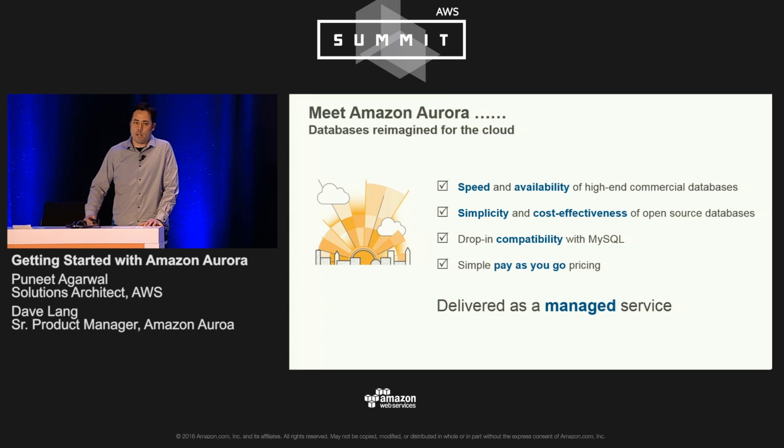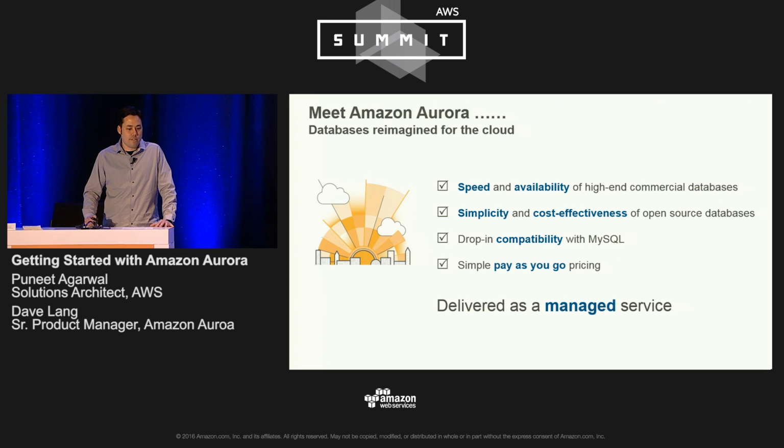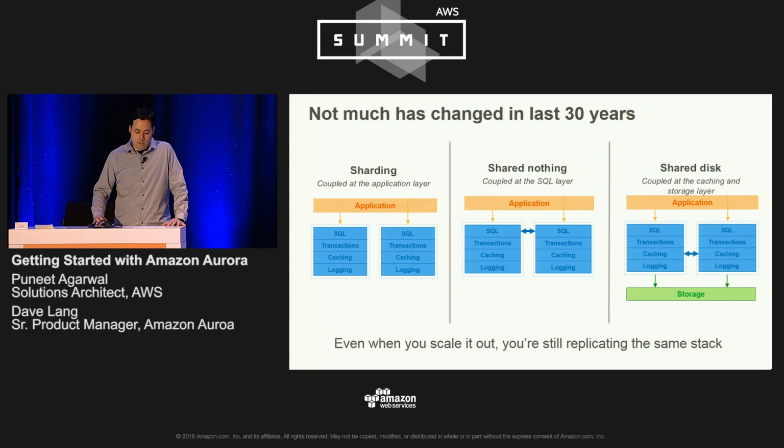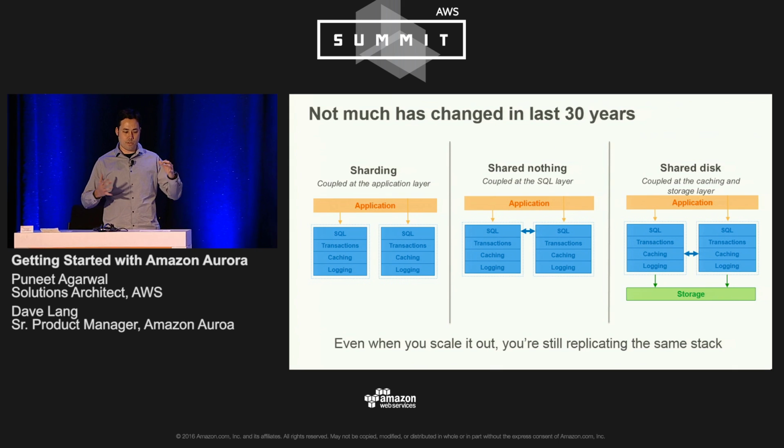So why did we bother to build this? Why do we need another database service? Part of the reason was all those characteristics I mentioned. When we were looking at building Aurora, there wasn't really a viable option for doing that kind of thing on the cloud. Typical database architectures are relatively monolithic. I mean, you have a lot of functionality, SQL transactions, caching, logging, all kind of crammed into a single machine.